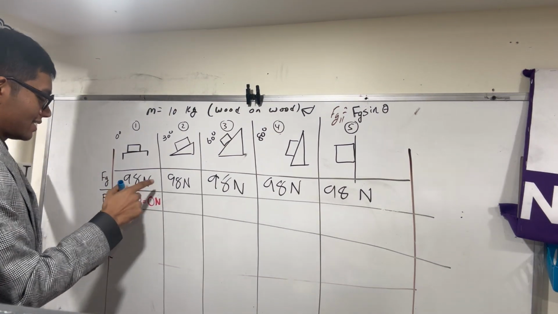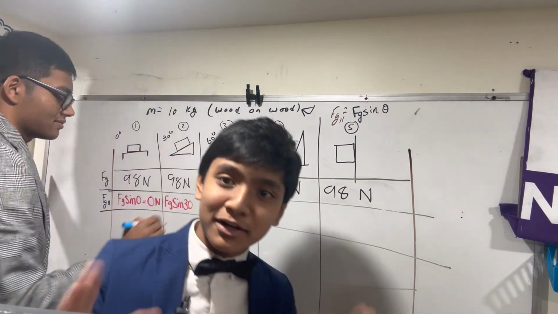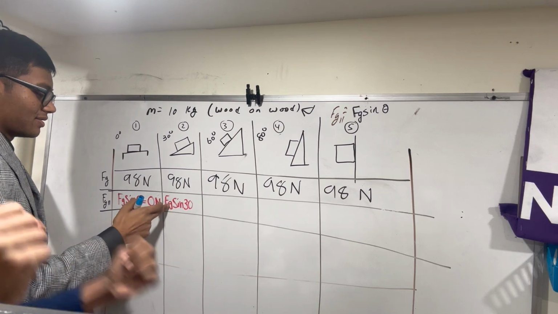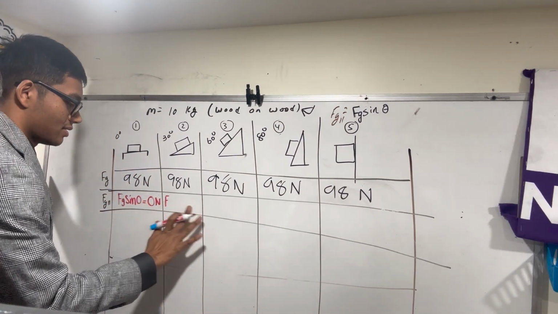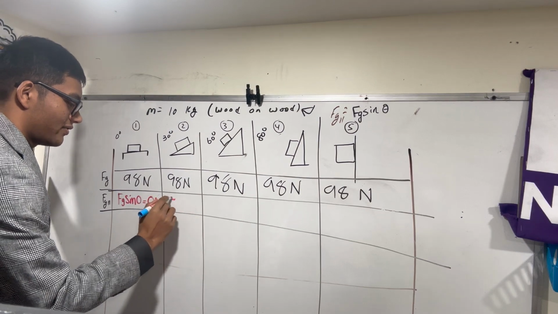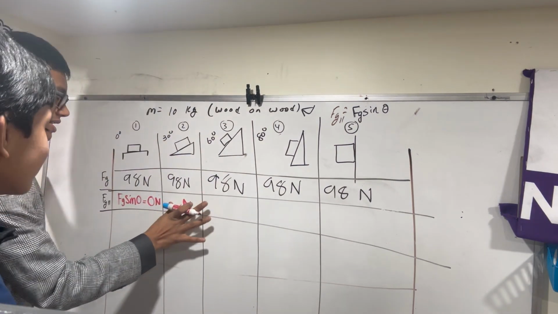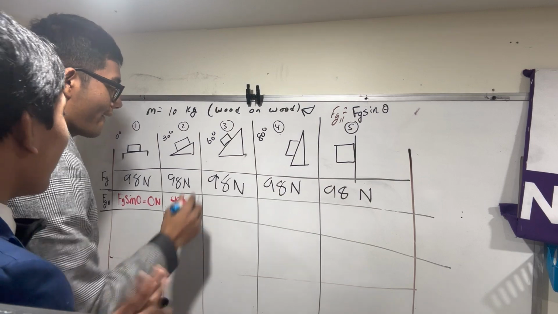Next one is FG sine of 30. Let's see if our hero can do this one. Sine of 30 is a half. Half of 100 is 50 newtons. Can you do half of 98, genius? This will be 50 newtons, or do you want me to be exact? Exact. So 49. Great job. You can divide 98 by 2.